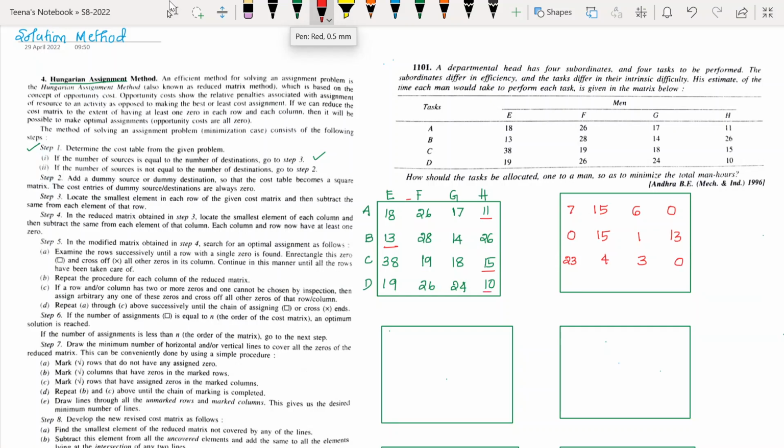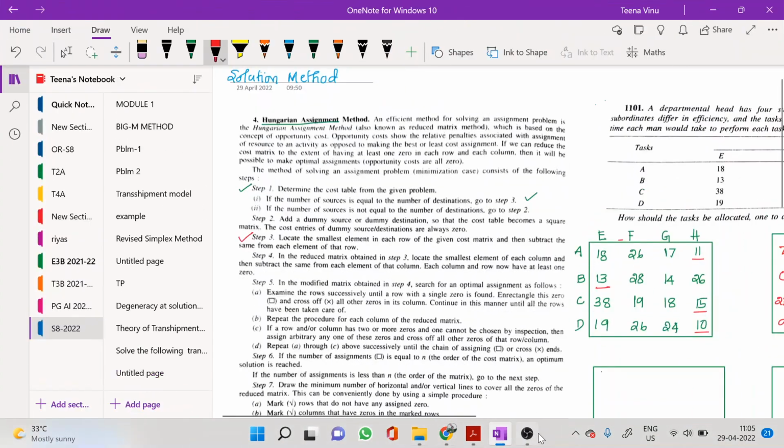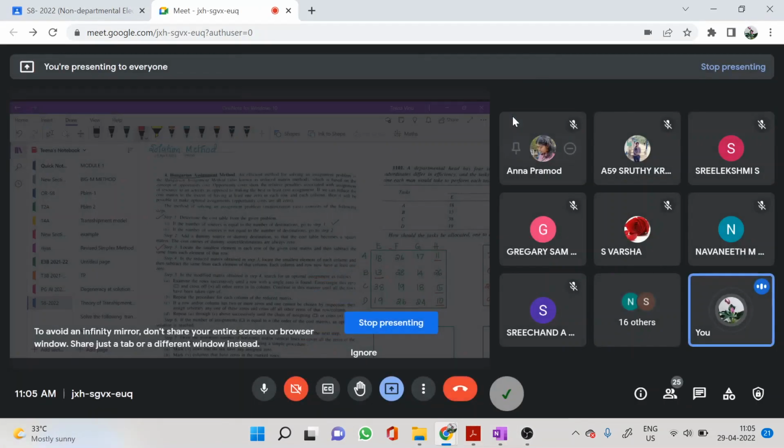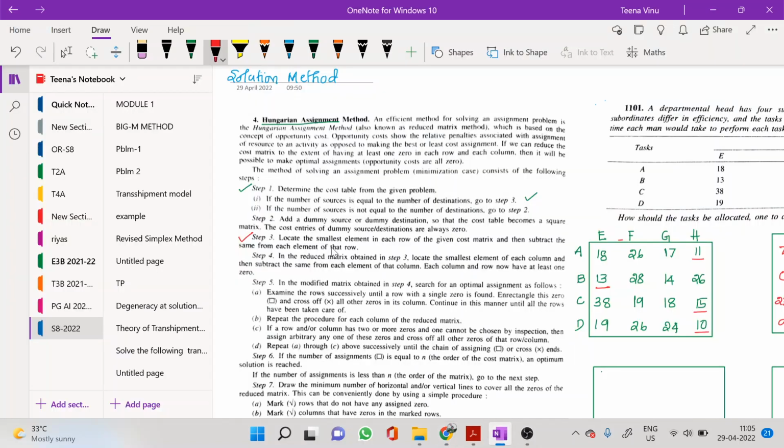And for the last row, the minimum value is 10. So we subtract 10 from every other element. So 9, then 16, then 14, and then 0. So we covered step 3. We identified the minimum element of each row and subtracted it from every other element of the row. So we completed step 3. Now let us go to step 4.